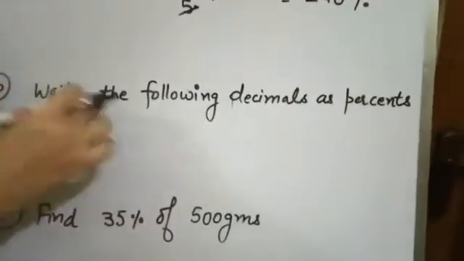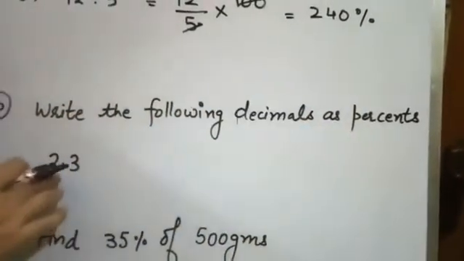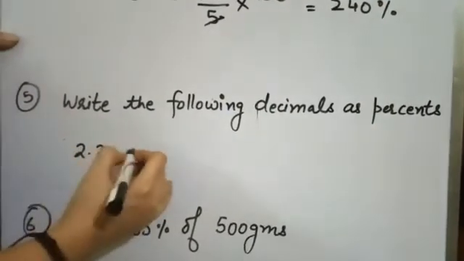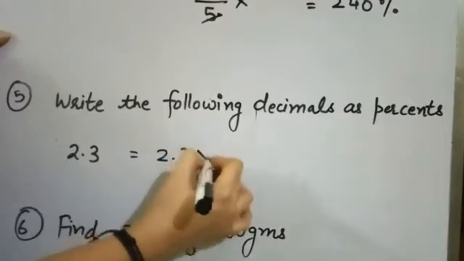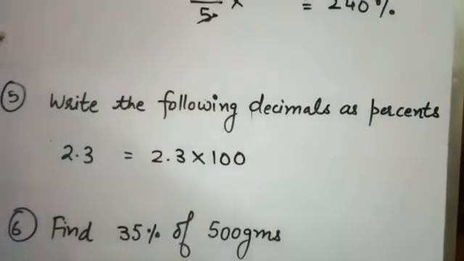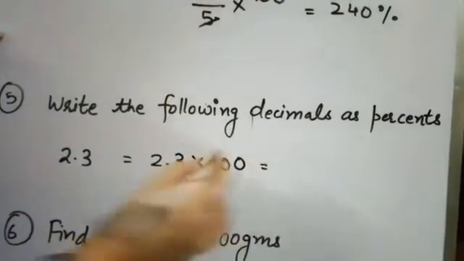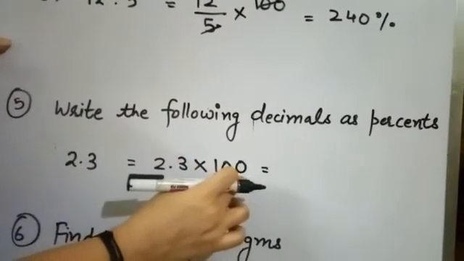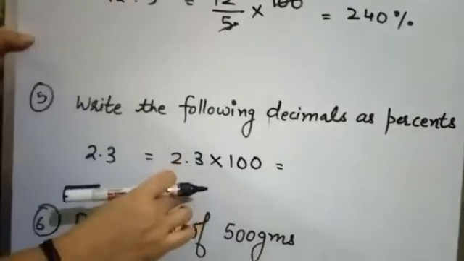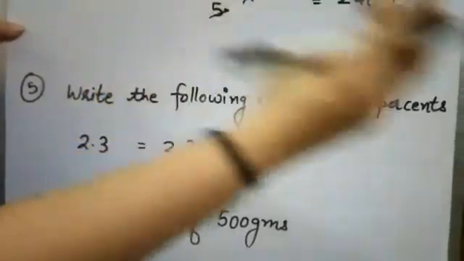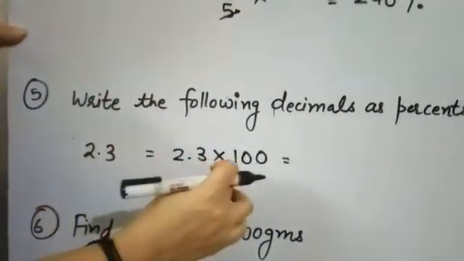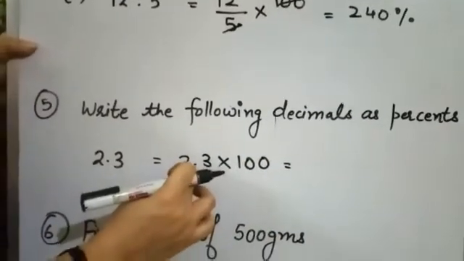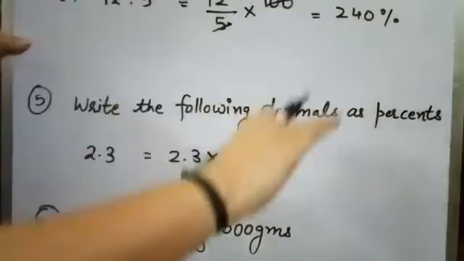The next, write the following decimal as percentage. Now you have to remove this decimal sign and get it into percentage. To get it into percent, we have to multiply it by 100. Now, look carefully. Count the number of zeros: 2. When dividing by the number of zeros in the denominator, your decimal shifts from right to left. But now you are multiplying by 100, so your decimal will shift 2 places from left to right.